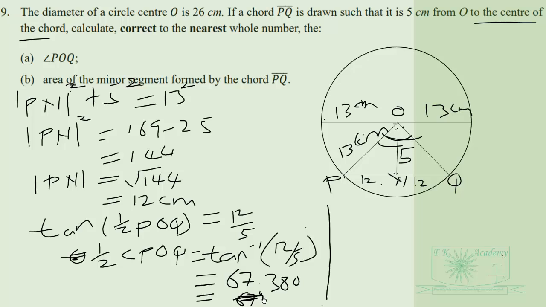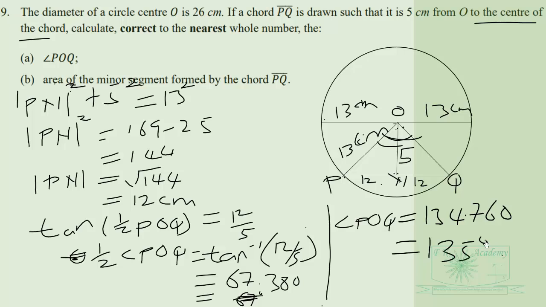Let me calculate before I run it. So we have 2 times 67.380 will give me angle POQ to be equal to 134.760. So to the nearest whole number, I'm going to get 135 degrees. So that is angle POQ for us. Then next, we want to find the area of the minor segment formed by the chord.